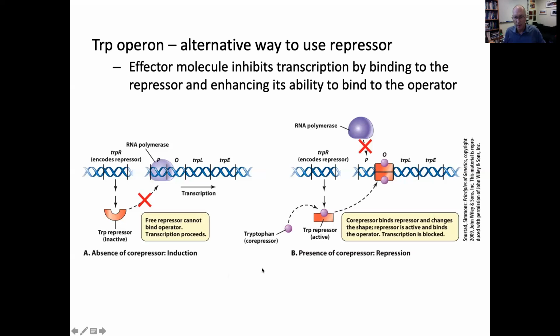There is other regulation of the trp operon, and it has to do with this trp leader, and we're going to get back to that later on. Okay, I'm going to stop this video here, and the next video will have to do with more complex forms of regulation.